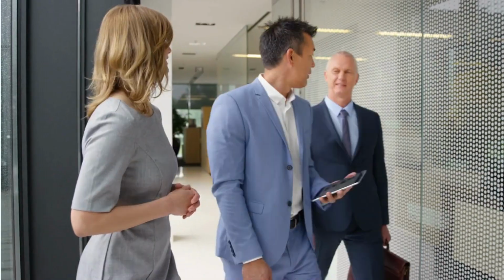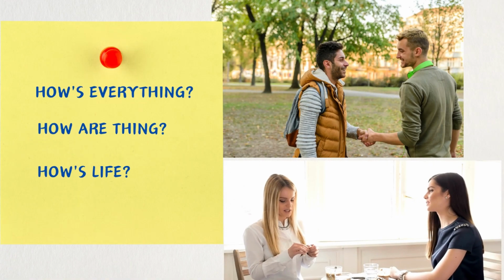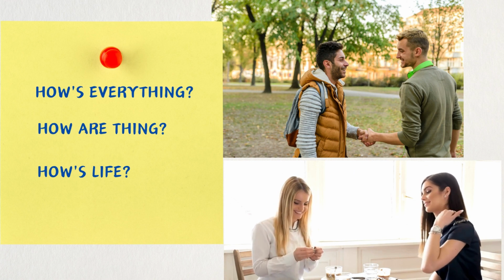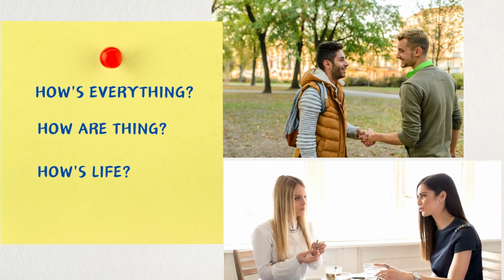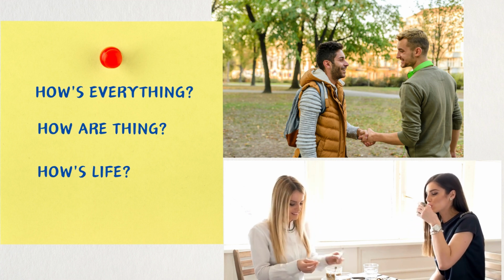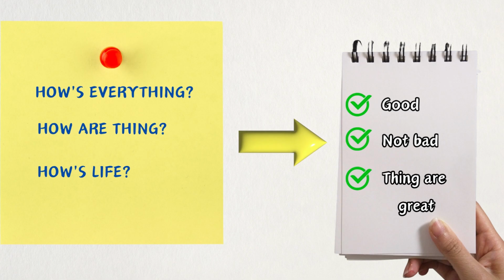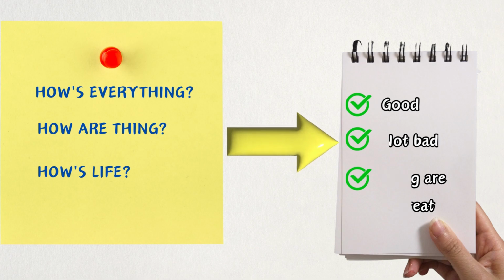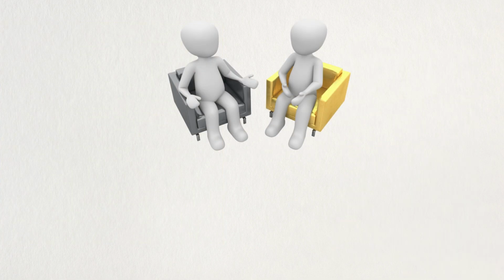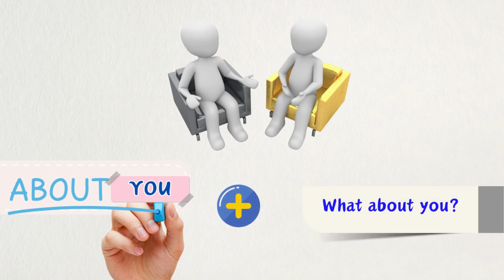"How's everything?" "How are things?" Or, "How's life?" These can be used to casually greet someone and ask how the person is doing, but most often these sentences are used to greet someone you already know. To these, you can answer, "Good," or "Not bad." "Things are great." Again, if small talk feels appropriate, you could also briefly share any interesting news about your life, and then ask the person, "What about you?" Or another greeting question.